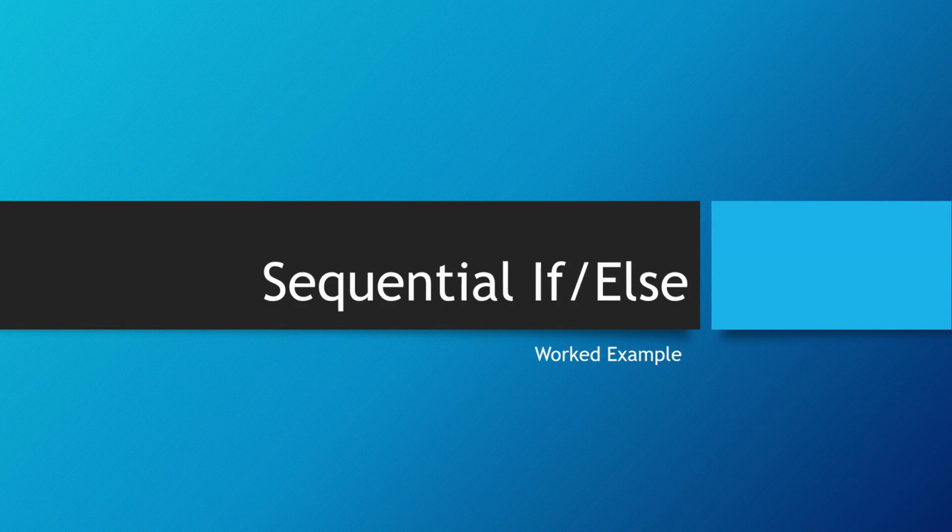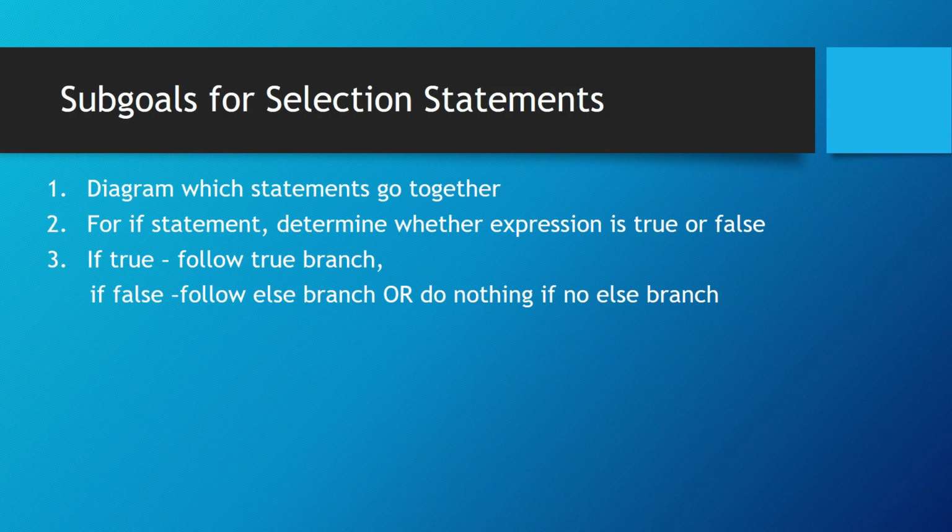In this video, we will be looking at sequential if-else statements. Here are the subgoals for selection statements. Subgoal 1 states to diagram which statements go together. Subgoal 2 states that for an if statement, determine whether the expression is true or false. For subgoal 3, if the expression evaluates to true, follow the true branch. If the expression evaluates to false, follow the else branch, or do nothing if there is no else branch.